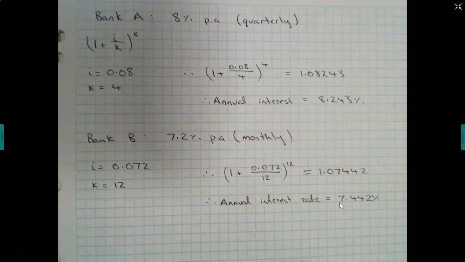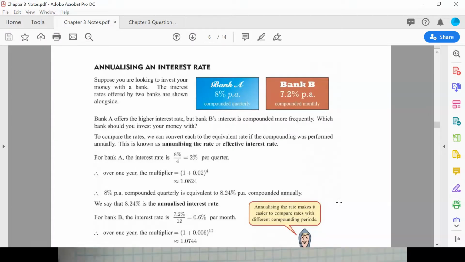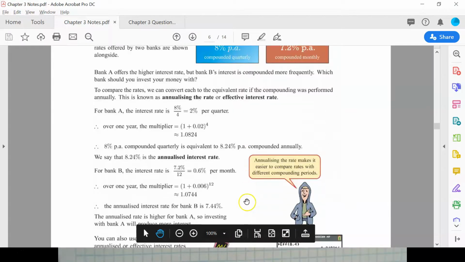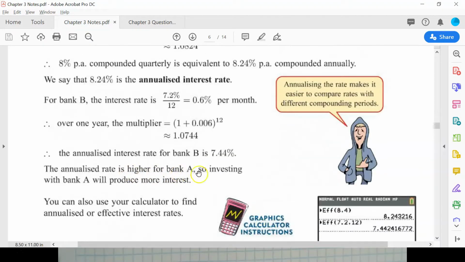So now we can make a comparison between the two, since we know what the annual interest is if we were to annualize the interest rates. We're getting a better rate with Bank A. So if you had to choose between the two, you would prefer to choose Bank A because it's going to produce more interest.